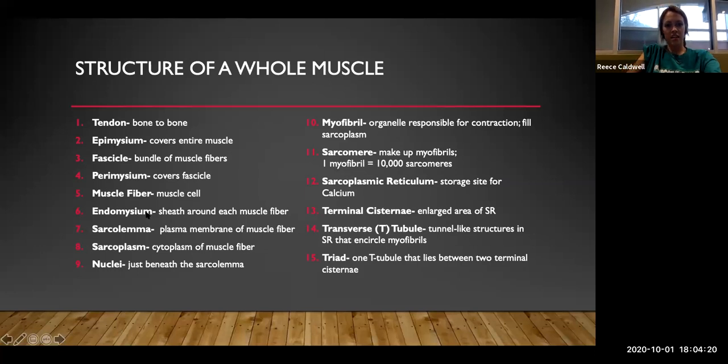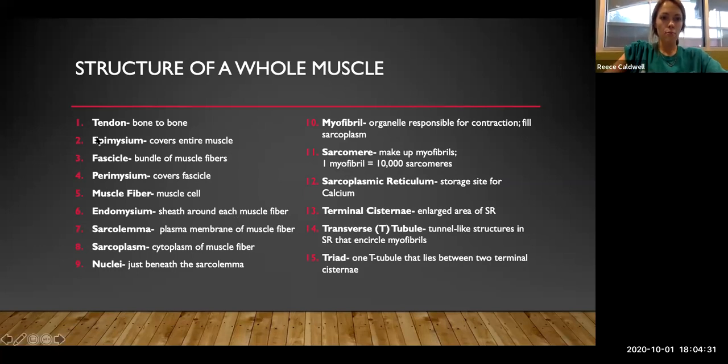Epimysium, perimysium, and endomysium, I'm not concerned about those at all. Those are just coverings of the muscles. So I'm not even going to go over those because those are big words you don't need to stress about right now. So epimysium just covers the entire muscle. Perimysium covers an inner portion, and endomysium covers the muscle cell, but we're not going to stress about those.